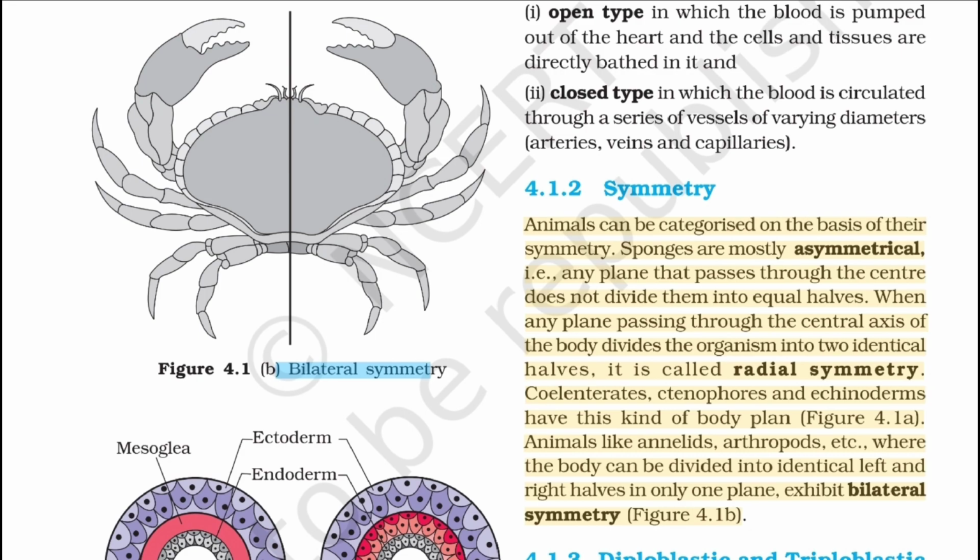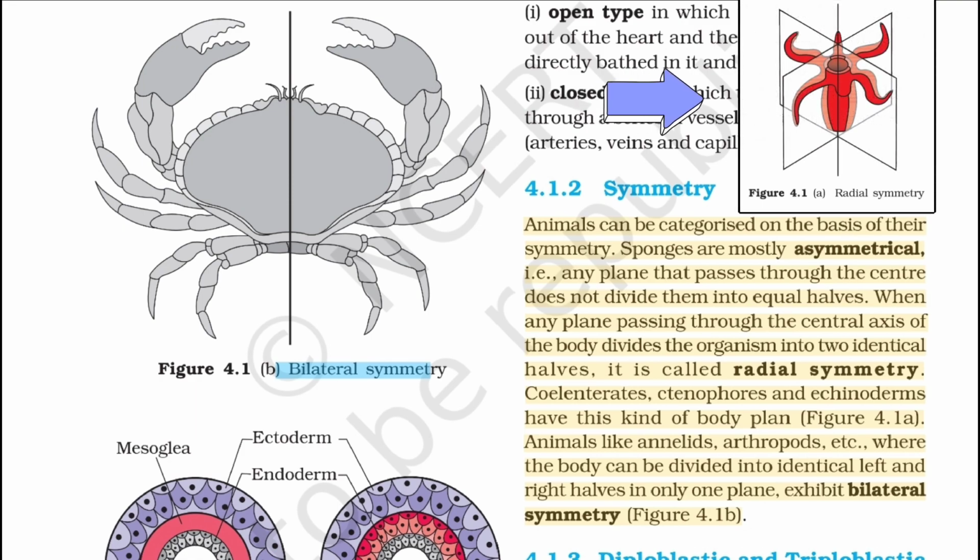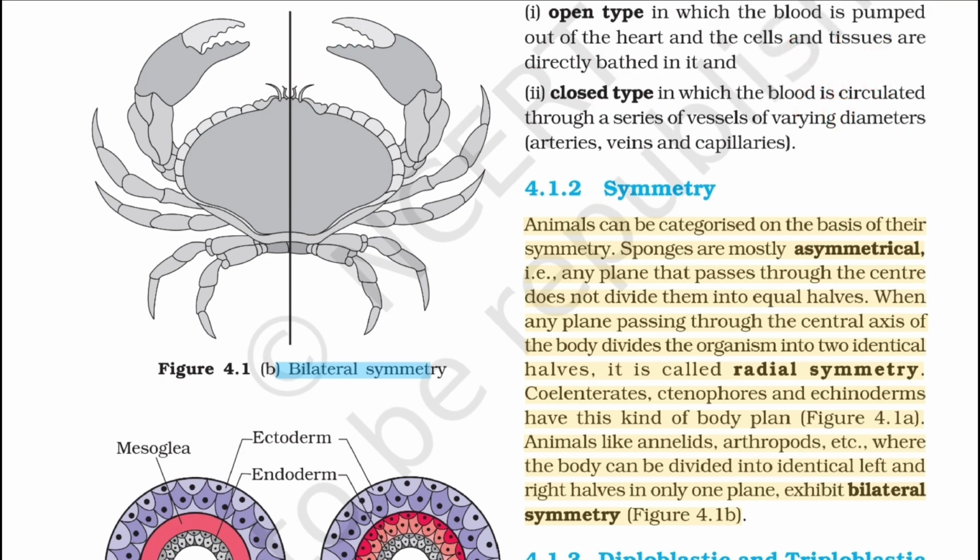4.1.2. Symmetry. Animals can be categorized on the basis of their symmetry. Sponges are mostly asymmetrical. That is, any plane that passes through the center does not divide them into equal halves. When any plane passing through the central axis of the body divides the organism into two identical halves, it is called radial symmetry. Coelenterates, ctenophores and echinoderms have this kind of body plan, figure 4.1a. Animals like annelids, arthropods, etc., where the body can be divided into identical left and right halves in only one plane, exhibit bilateral symmetry, figure 4.1b.